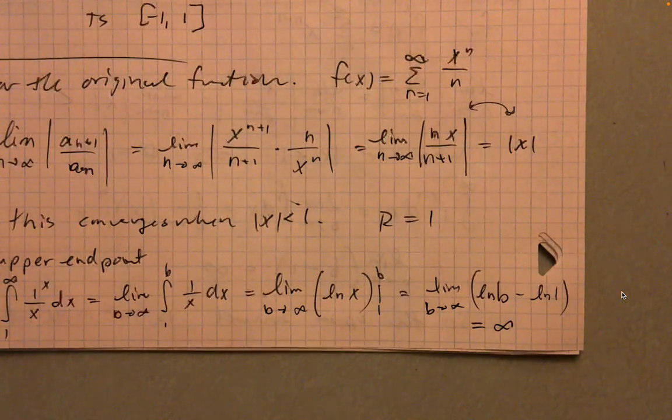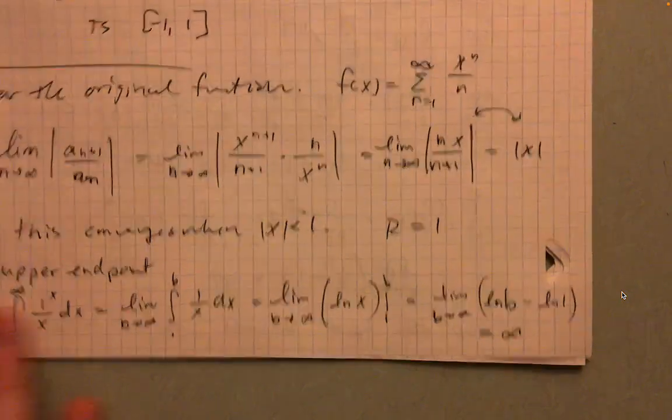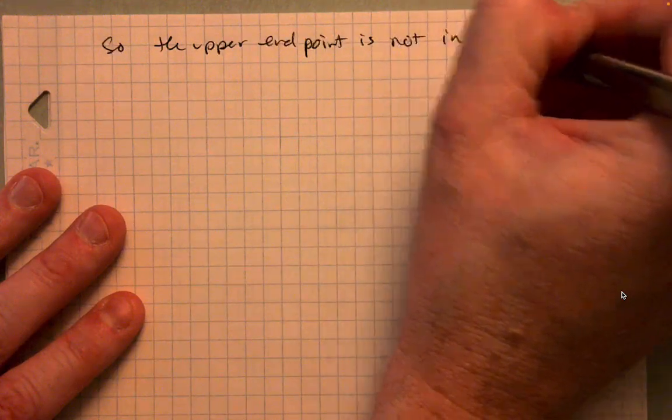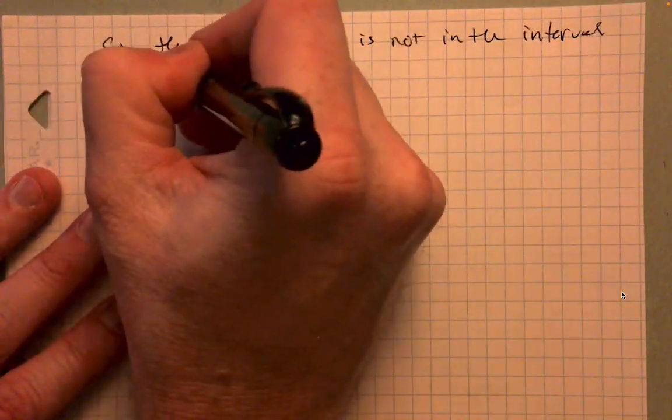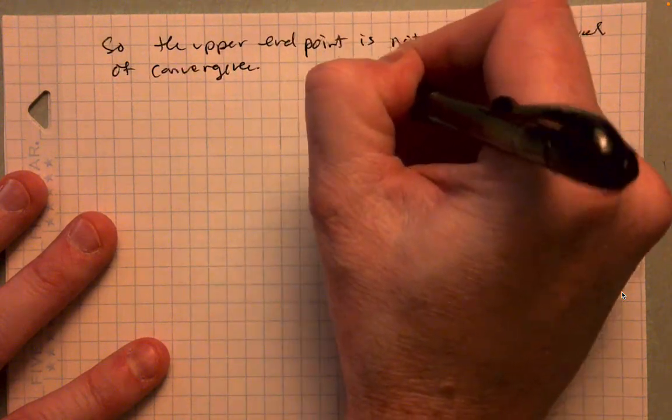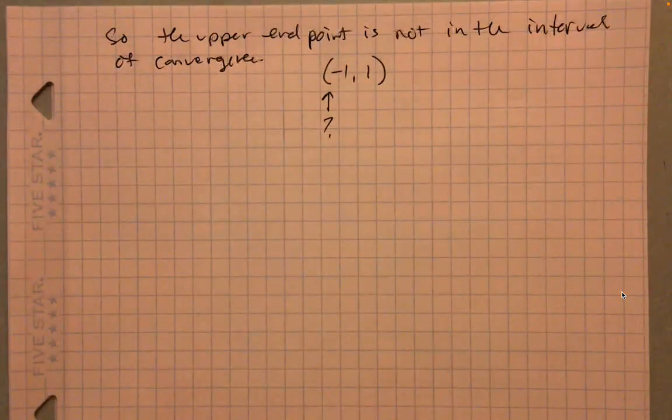Okay, and so what does that mean? Well, it means that the upper endpoint is not in the interval of convergence. So we know at least that the upper one is open. Okay, now what about the lower endpoint? This is again the same situation as the previous. This is an alternating series, and we would simply have to note that fact, and that's all we need.